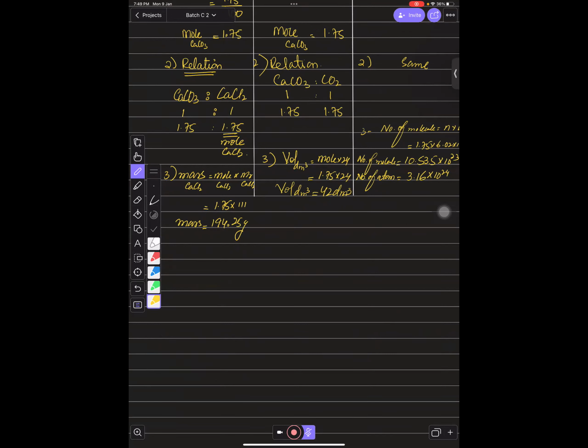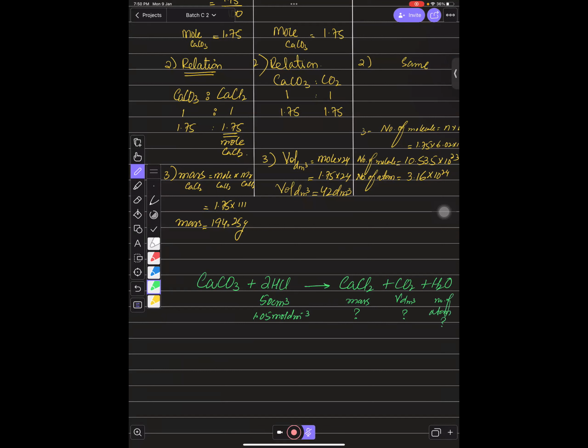Let's see, can you solve a question like this? Suppose the question is the same, but the given condition is now changed. Just look at over there, bacho. I am giving you now HCl. I am giving you something about HCl, so the relation is going to be changed now, right? So suppose you have 50 centimeter cube of 1.05 mole per decimeter cube hydrochloric acid. Can you find out the mass of calcium chloride produced by this, and the volume in decimeter cube of carbon dioxide produced, and the number of atoms in water produced?